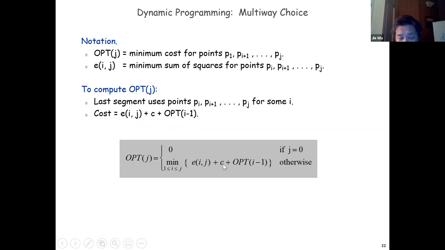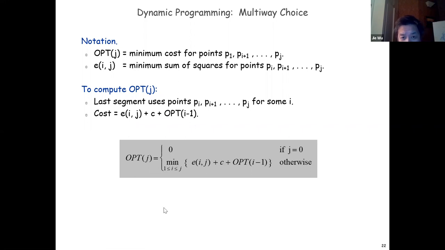Then you add a cost of one line. And before that, you just do a recursive call, whether you add a line or your i-th line. You just need to see how long the last segment should be. The last line is, you should backtrack to which point i, so that the total cost is the cost of errors, plus the cost of the one last segment or line, plus the rest part before i minus one, which is just a recursive call. And that's it.